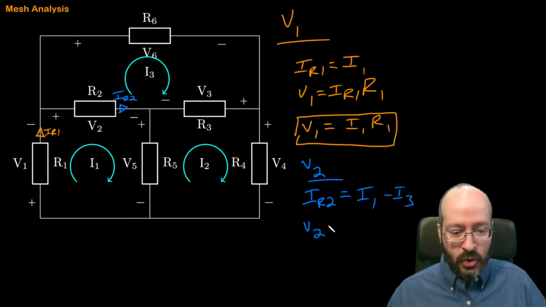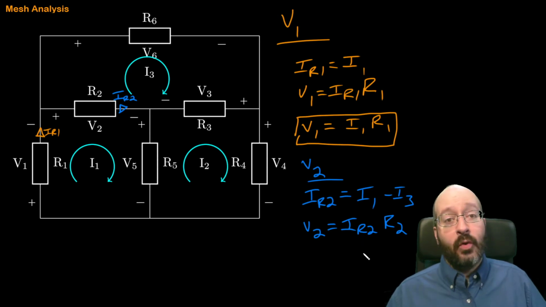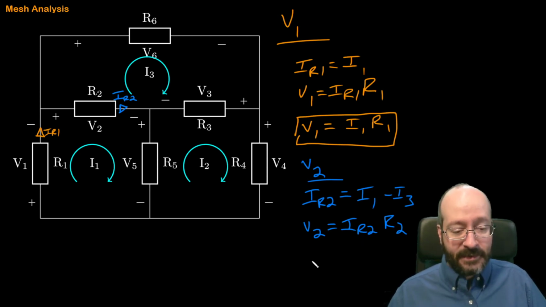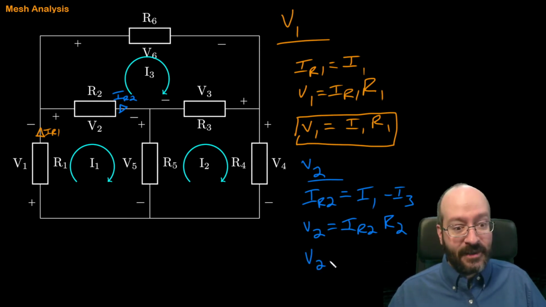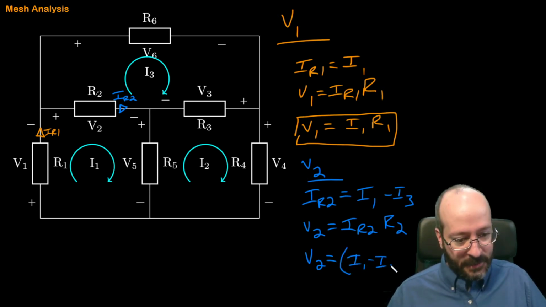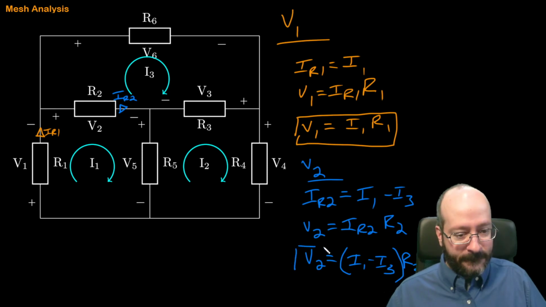Okay, so V2 is equal to IR2 times R2. We got to take all of this and plug it in there. Order of operations. Stick some parentheses around it. Okay, so V sub 2 is equal to I1 minus I3 times R2. And we're done with that one.